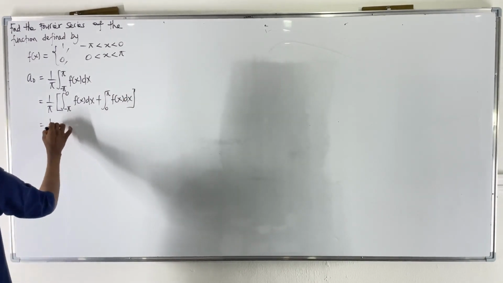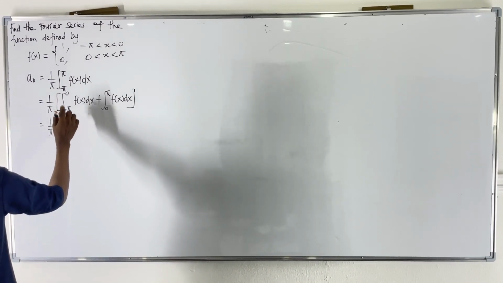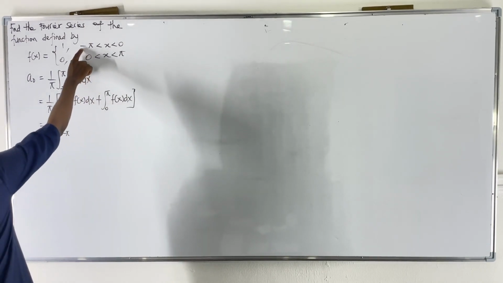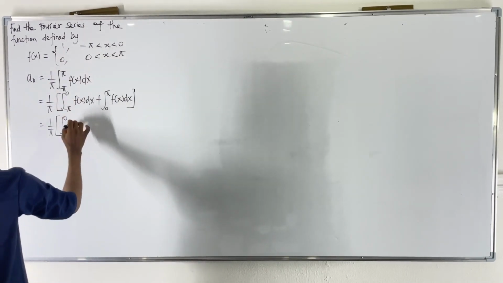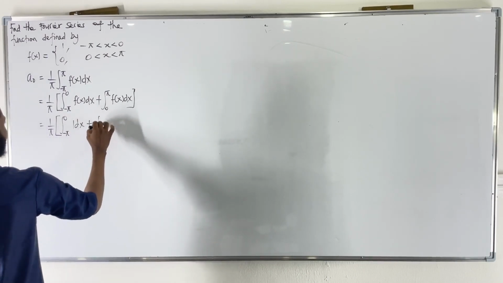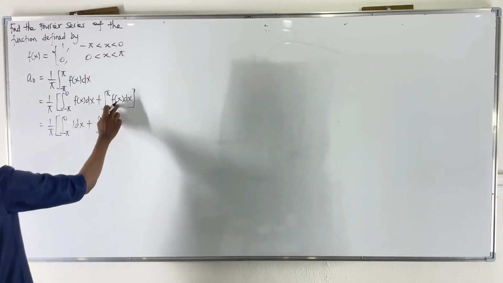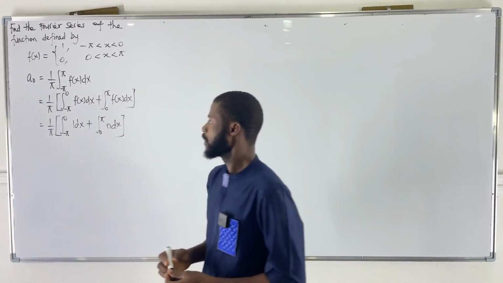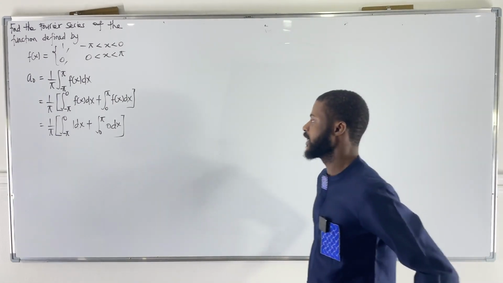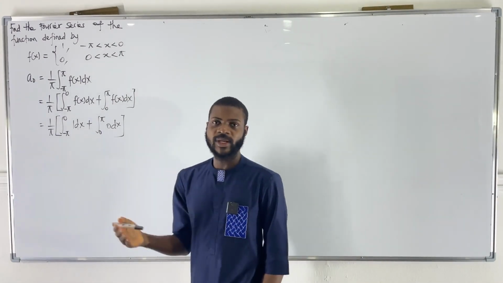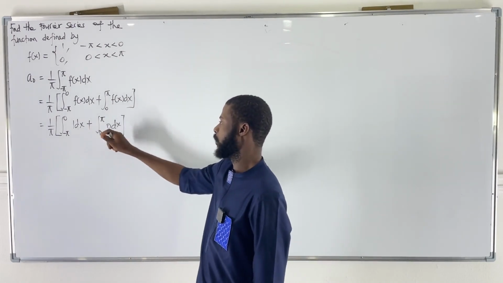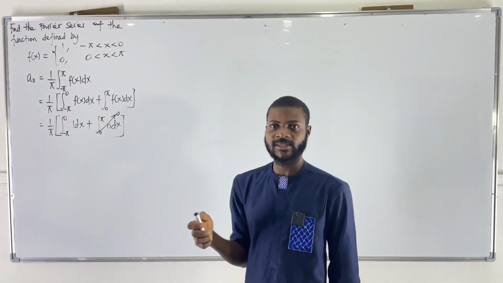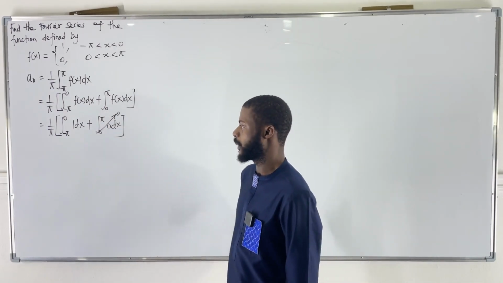All right, so this is 1 over pi. Then we're going to have the integral from minus pi to 0. Now, from minus pi to 0, f of x is 1. So this is 1 dx. And then from 0 to pi, f of x is 0. Okay, so this is what we have. And in subsequent examples, if the function is 0, I don't think I have to integrate that. I'll just get 0, so there's no need for me to integrate that. In subsequent examples, I won't be doing that.